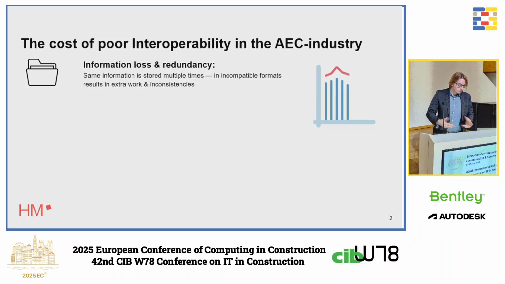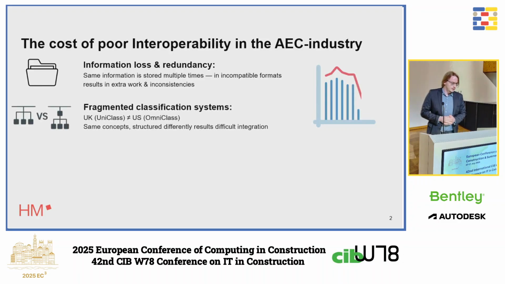When we look in practice, we find that we have a lot of information loss and redundancy, because the same information is stored multiple times in incompatible formats, which results in a lot of extra work and inconsistencies. And we also find fragmented classification systems. For example, Uniclass and Omniclass, which are both classification systems used in construction to organize and structure information about buildings, materials, and processes.